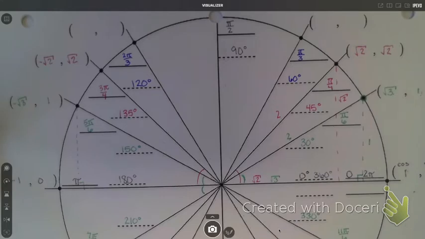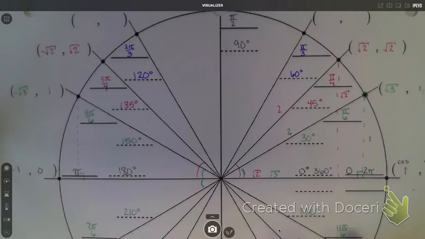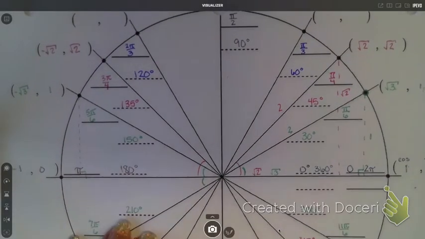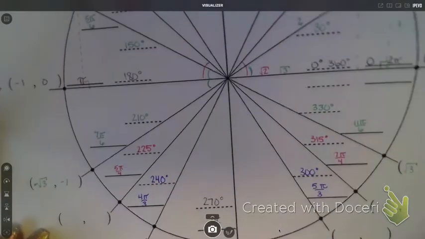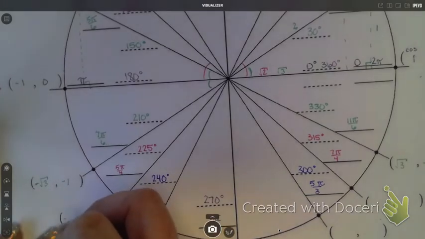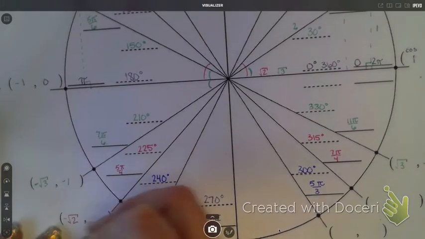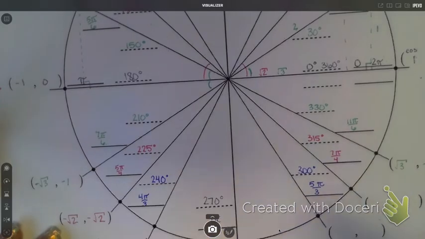Wouldn't it be negative square root of 2, square root of 2 on 225? No, that's for 135. The x is negative. So on 225, what's the difference? They're both negative. And again, why are they both negative? Because it's the opposite of the quadrant. Right, the third quadrant, and both x and y are negative.